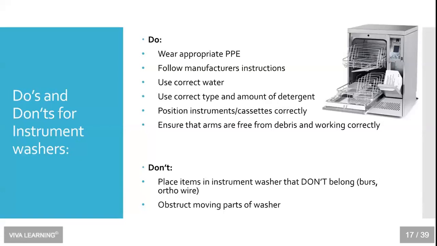And make sure, this is something unique to instrument washers, that you have arms that rotate around through the cycle of the instrument washing. Make sure that they're free from debris and working correctly. Never put instruments in the instrument washer that don't belong. And the primary culprit in this category would be burrs, ortho wires. They can really wreak havoc with the mechanical components of the instrument washer, and you can also have an obstructed moving part of the instrument washer. So keep that in mind as well.